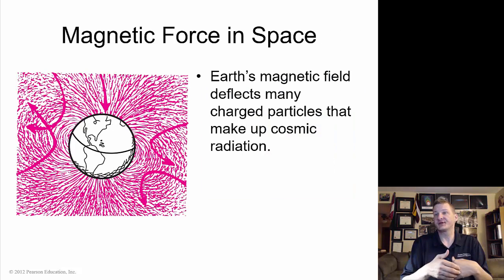Now, how does a magnetic force work in space? Well, the Earth has a magnetic field. Any object in space with a liquid iron core will generate a magnetic field, and that's called the dynamo effect. And so Earth's magnetic field deflects many of the charged particles that make up the cosmic radiation. This is a really good thing because it helps keep those charged particles away from endangering the Earth's infrastructure. When we have a breakdown of the magnetic field lines, the sun's particles can interact with the electrical grid on the Earth and cause blackouts.